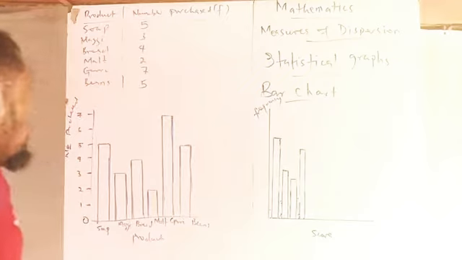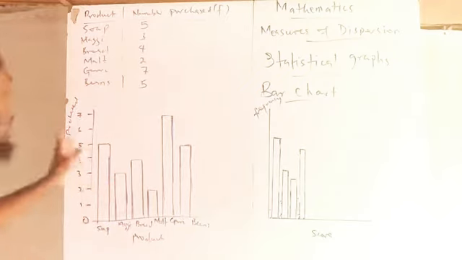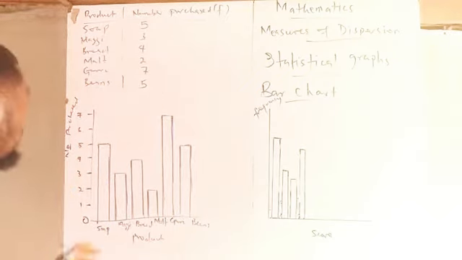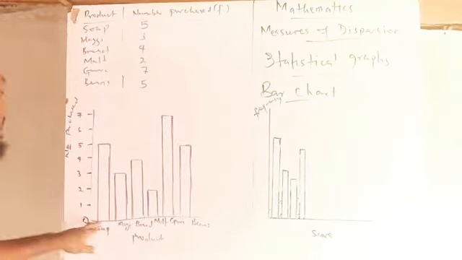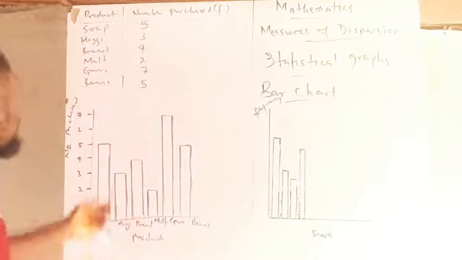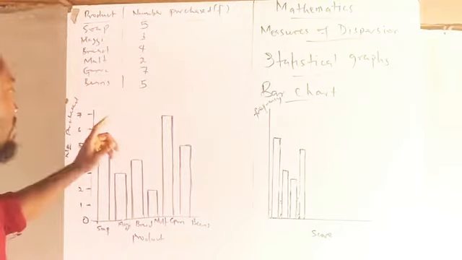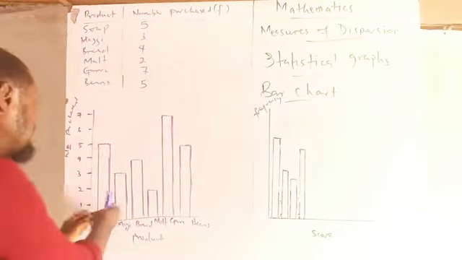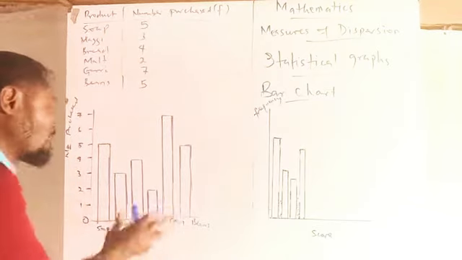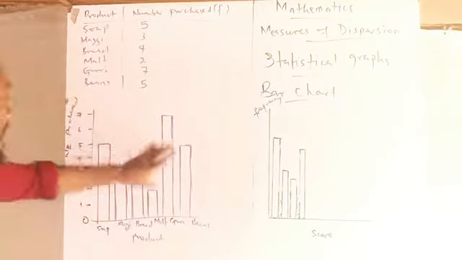And I've shown you how to go about it. A bar chart is made up of rectangular bars with equal widths but different heights that are proportional to the frequency given, and the bars are also spaced. They are not joined together, and this is how we go about the bar chart.